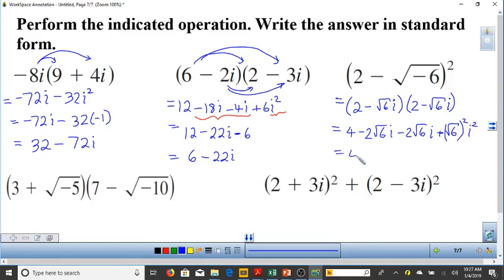Simplifying, we get 4 minus 4 square root 6i. And then the square root 6 cancels with the square, leaving 6, and the i squared is negative 1. So we end up with negative 6. So our result overall is negative 2, because we combine the 4 times the negative 6, minus 4 square root 6 times i.